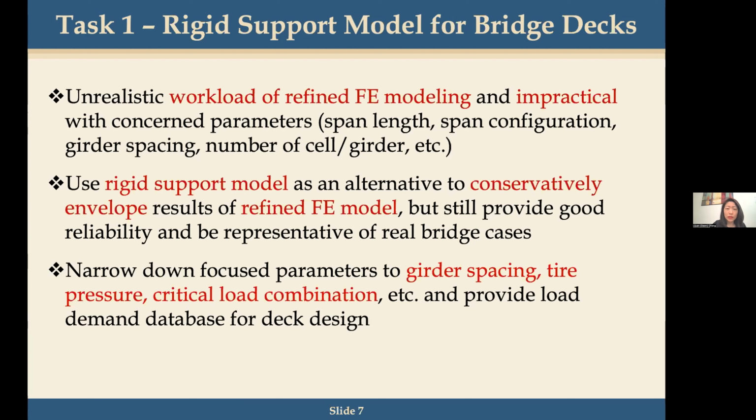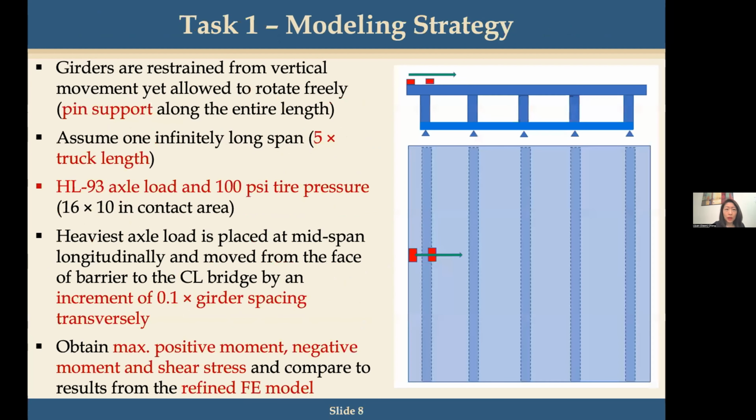So we had to narrow it down to the focused parameters, and this is based on a parametric study of the existing bridge types in the database. This particular modeling strategy involves restraining the girders from vertical movement, but they are allowed to rotate freely with a pin support along the entire length of the bridge.